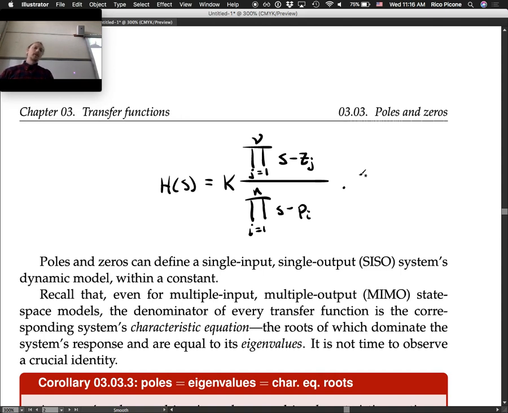Recall that for multiple input, multiple output state space models, we find the matrix transfer function, and that's what we did at the end of last class, right? We found a transfer function from each input to each output. But the denominator of every transfer function is the corresponding system's characteristic equation, right? Which is to say the roots of which dominate the system's response and are equal to its eigenvalues.